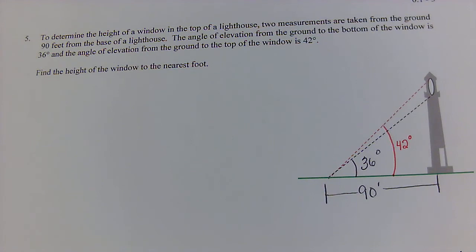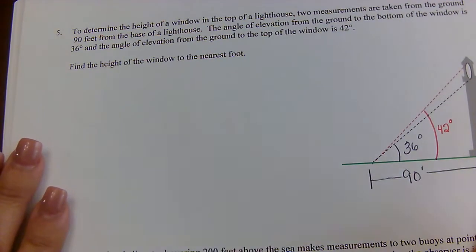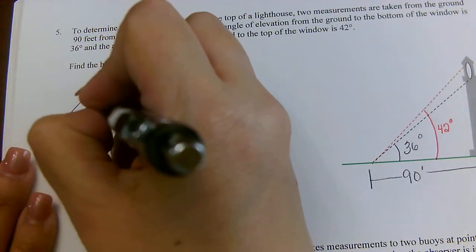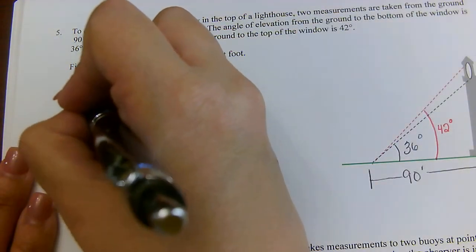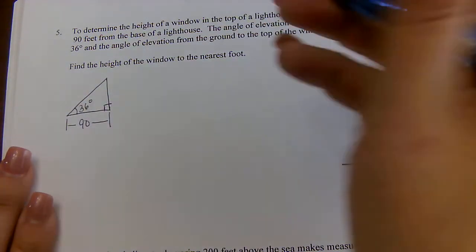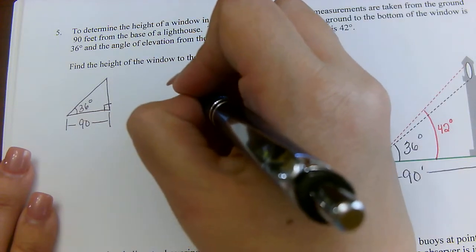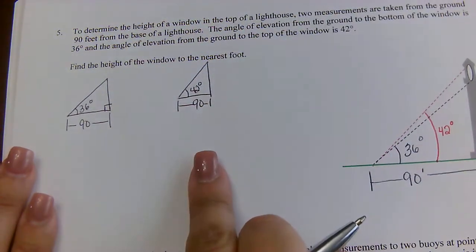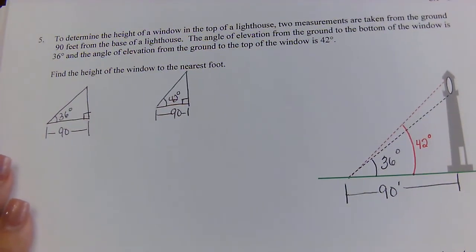It is important that you keep organized, so I'm going to draw the 2 triangles separately. I'm going to draw a triangle here that represents the bottom of the window: 36 degrees here and 90 feet here. Then I'm going to draw the higher triangle, which is 42 degrees here, and it's still 90 degrees here. I'm just keeping these organized. They're both right triangles, so we're going to be able to use SOHCAHTOA.